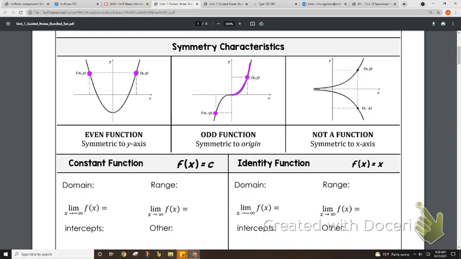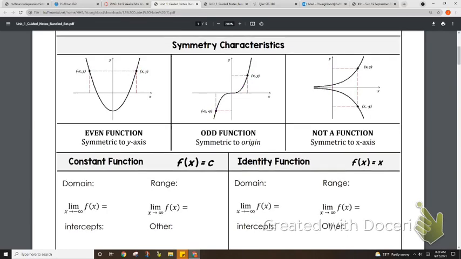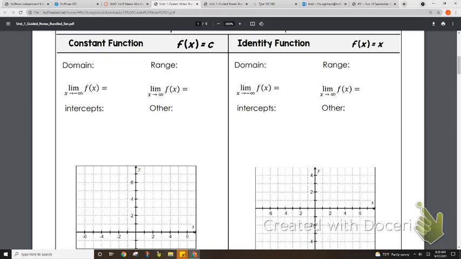And then if it's symmetric to the x-axis, that's just not a function. If you take a vertical line, it doesn't pass our vertical line test. Not a function. All right, so let's talk about those parent functions then. The first one we're going to talk about is our constant function.